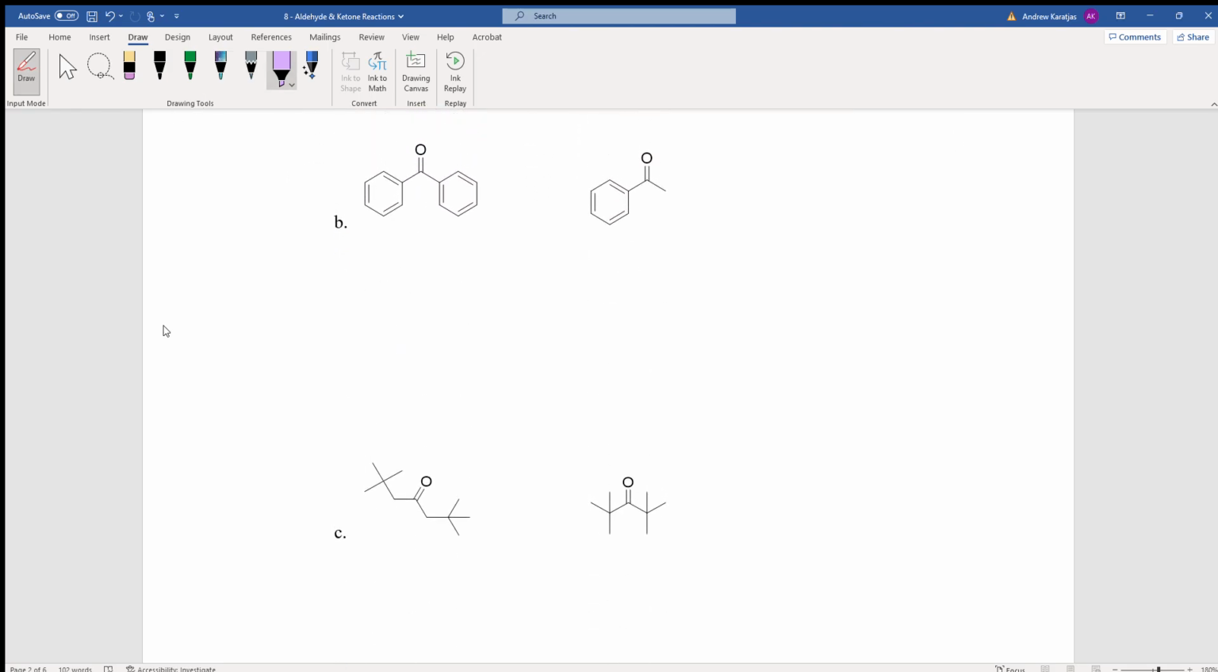In part B, we have two ketones, but we've changed groups. One has two aromatic rings. One has replaced one of the aromatic rings with a methyl group. Well, aromatic rings are resonance donors. The more of those resonance donors that you have, the less reactive the carbonyl will be.